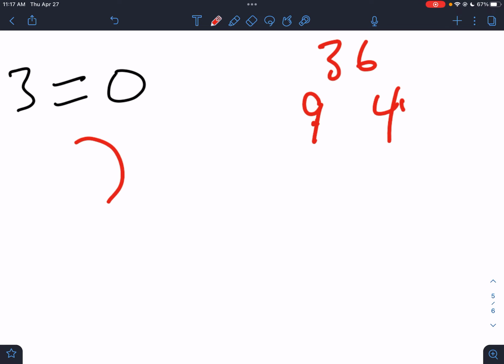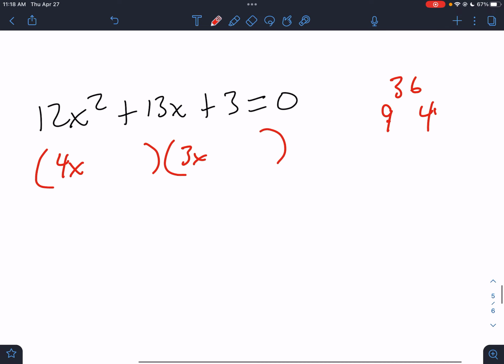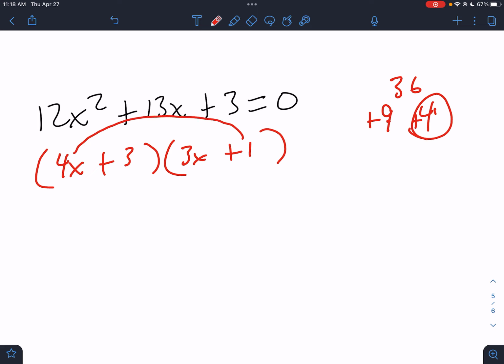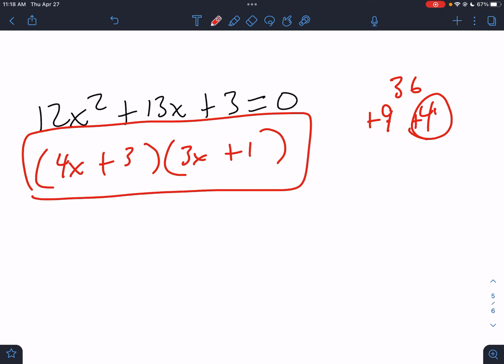But your goal is to get 9 and 4. So how do I use the 4? It had to be plus 1, because it's plus 9 plus 4. Sorry, I skipped that step. So 4 times 1 is plus 4. I got it. How do I get plus 9? I got to do plus 3. Why did I put them in those locations? When I distribute, there's my 4 times 1. There's my 3 times 3. So that's why I picked those spots. There we go.